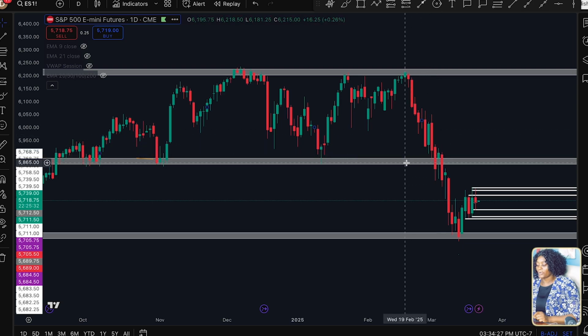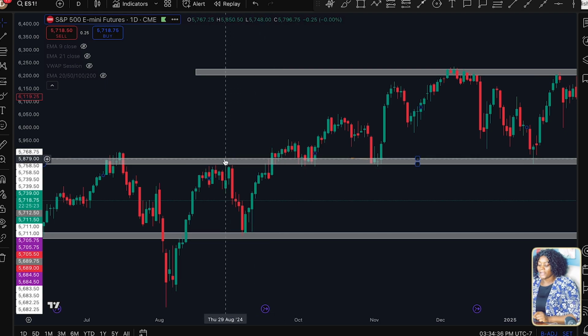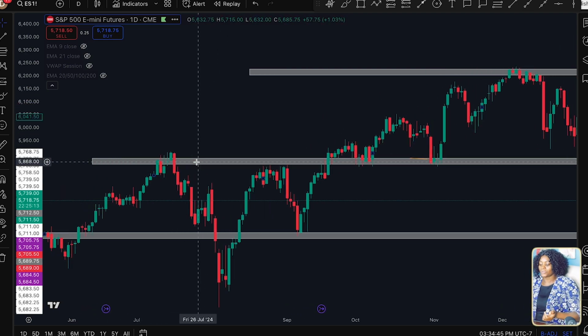It got here, now it became support here. So you see how right here this line is supporting it, and then it's supporting it here, it's supporting it here. And now when you cross and come this way, you realize that this line had actually been resistance before, and now here it had also been resistance. That's how it works. So support can turn into resistance.